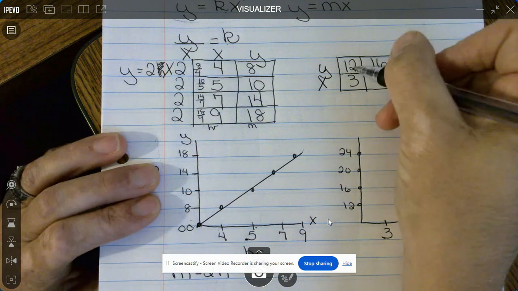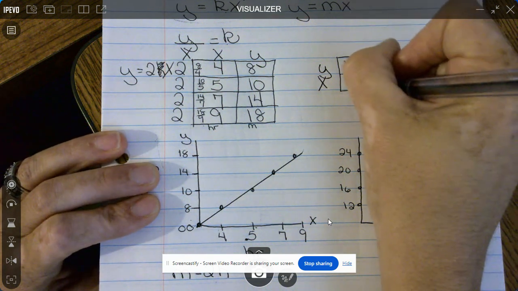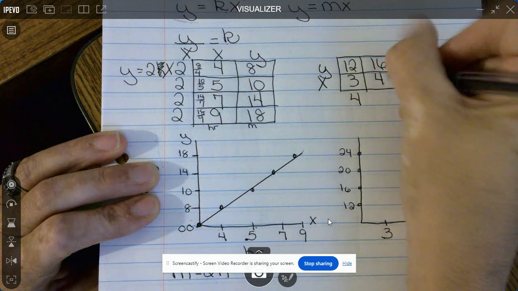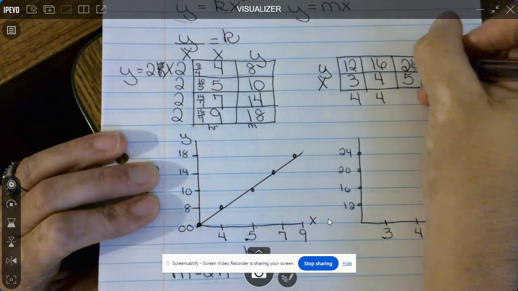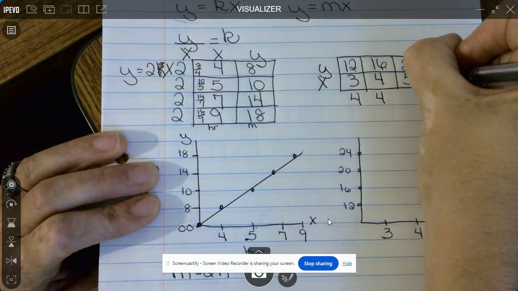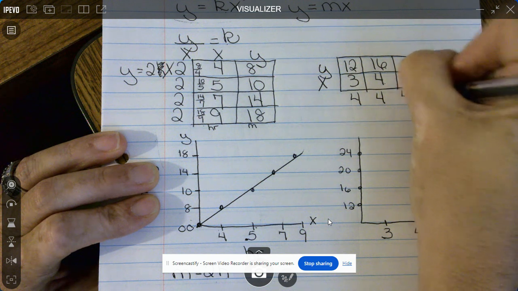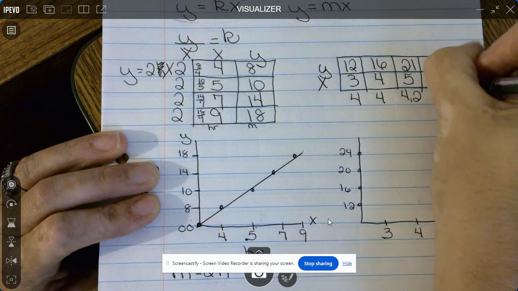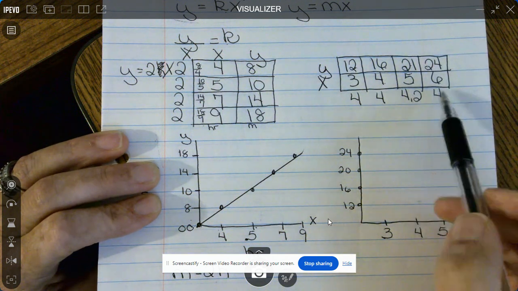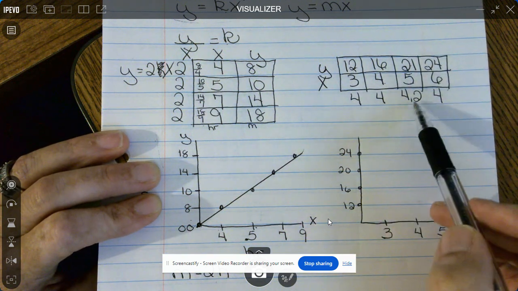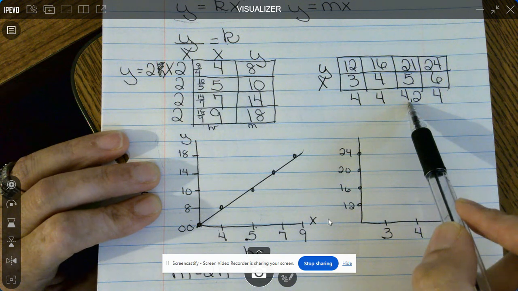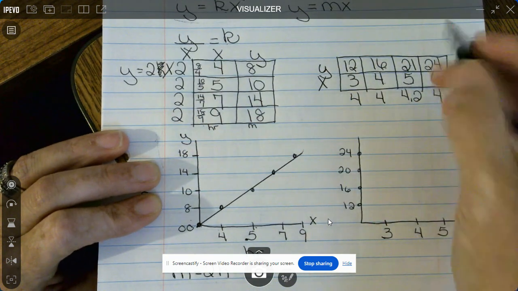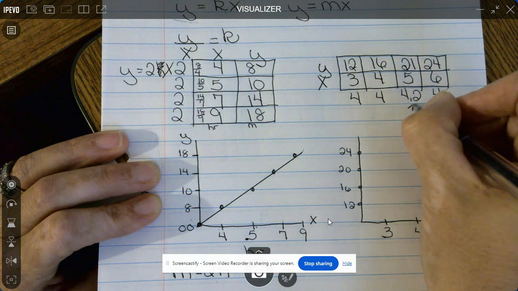All right, so 12 divided by 3 is what? 4. 16 divided by 4 is? 21 divided by 5 is what? And 24 divided by 6 is what? So this one would not be proportional because of what? Because of the 4.2. If you were to look at a table right here, this guy tells you that it is not proportional.